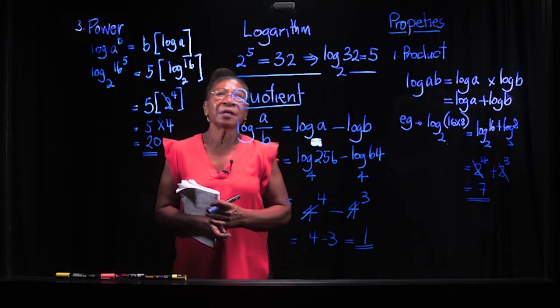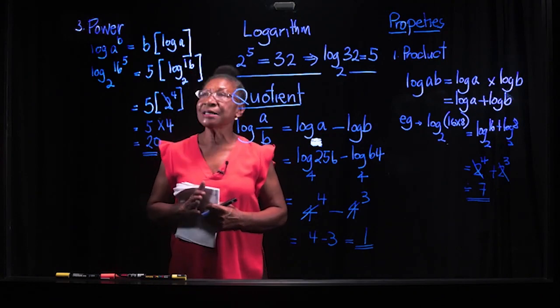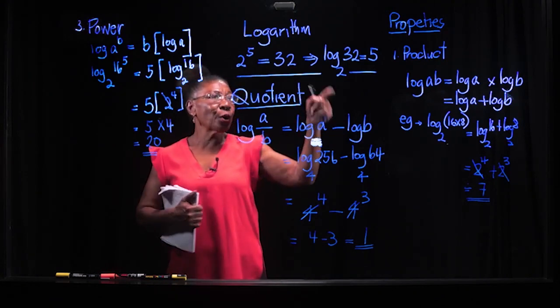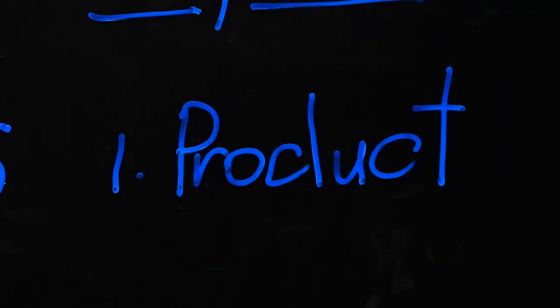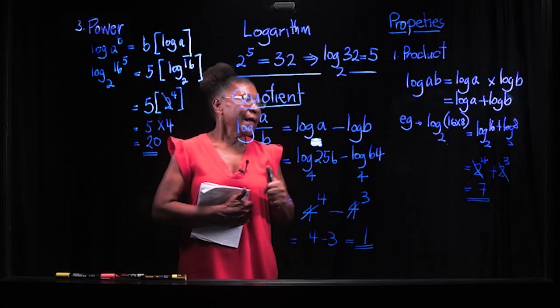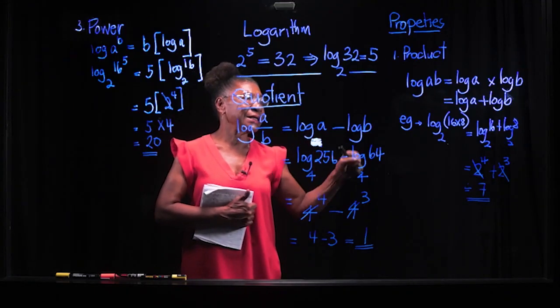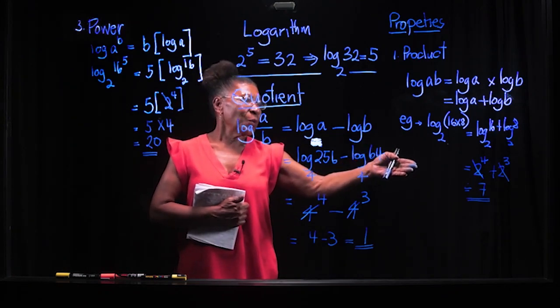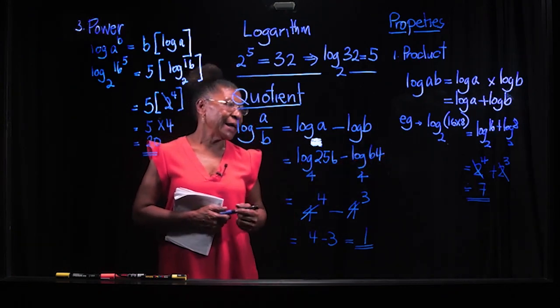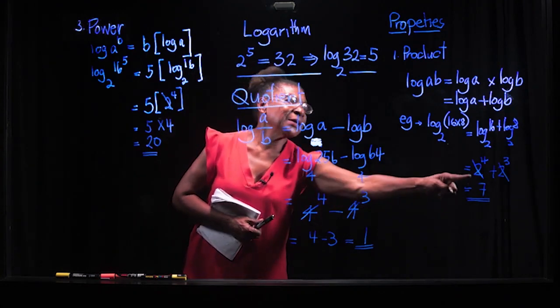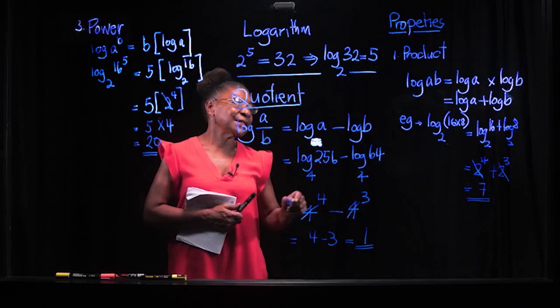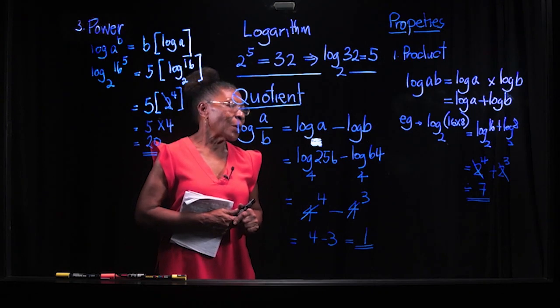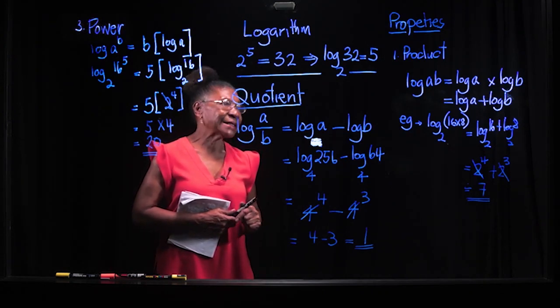Now we have covered 3 different properties. We have the product property, where you multiply and it changes to become an addition. We have got the example given there. When it's addition, we simplify and we eliminate the base and get the power, and the sum then is 7.